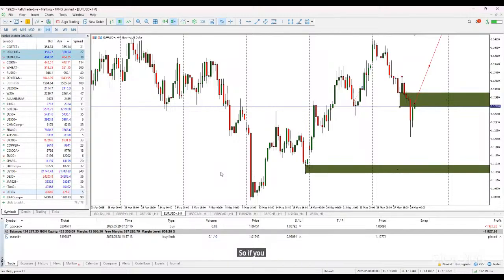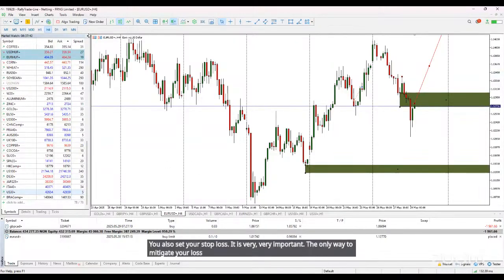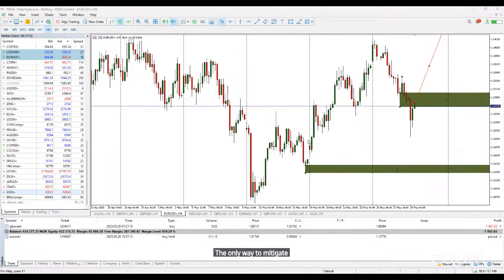So if you want to take advantage of this analysis, we all know what to do. If you have a smaller capital in your account, top up your account and take the advantage. Whilst you're taking the advantage, you also set your stop loss. It is very, very important. The only way to mitigate your loss is by setting a stop loss.